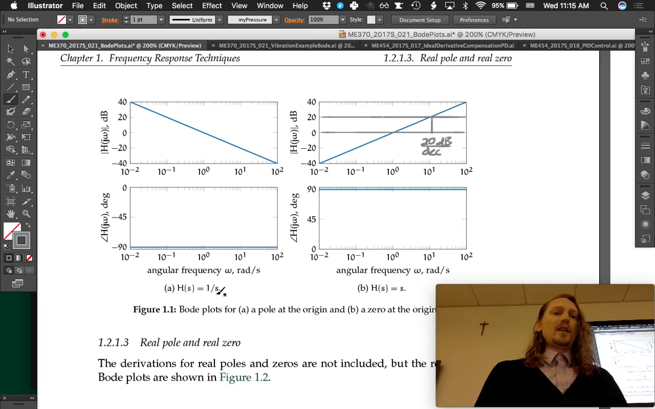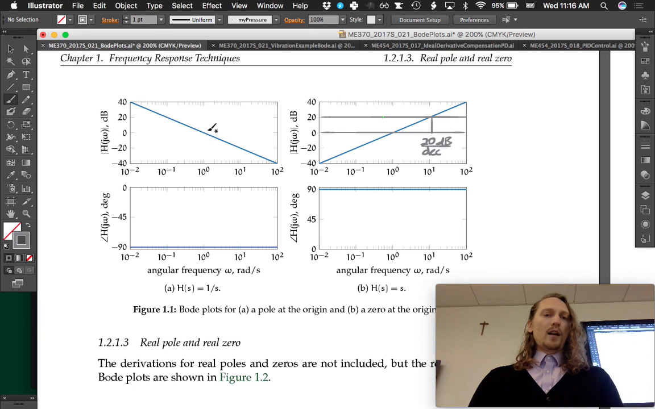So this is the magnitude plot here. Notice that it looks sort of like the flip of this, or the reverse of this. It's actually the algebraic inverse of it. So if we looked at what happens in a decade, it once again travels 20 dB, but it goes down, right? So the slope here is negative 20 dB per decade.